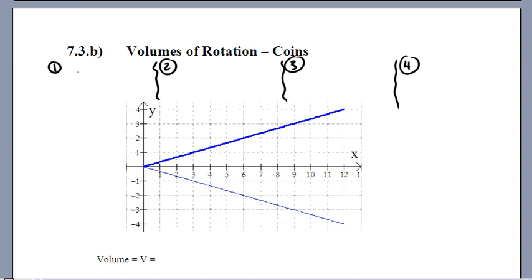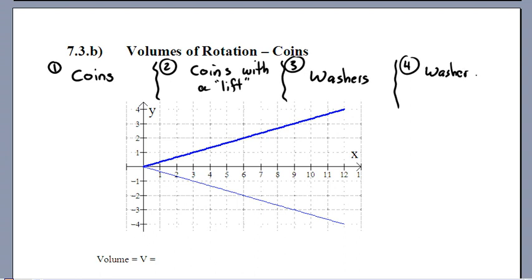Today we're going to start off looking at some things just called coins, and near the end of the lesson we'll actually be doing coins with a lift, and I'll show you what I mean when we get to the last example by what a lift actually is. And then next lesson we're going to take a look at something called washers, and then we'll also take a look at washers with a lift. And each one of these scenarios looks a little bit different.